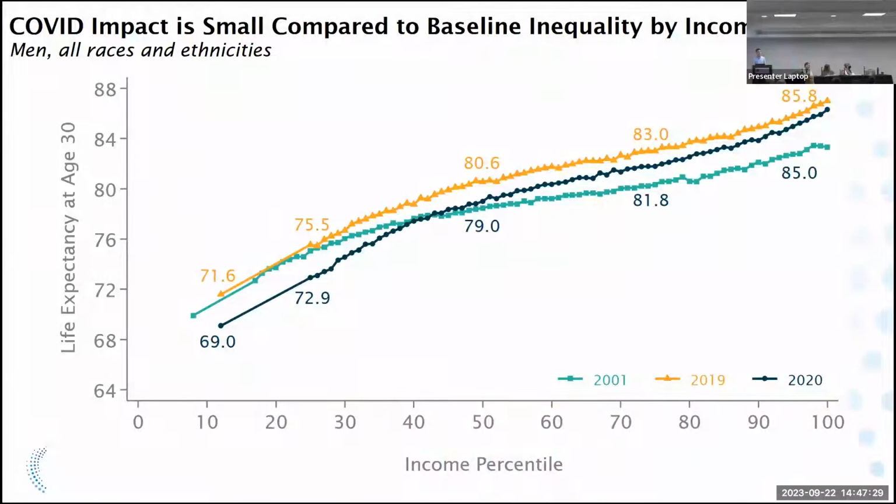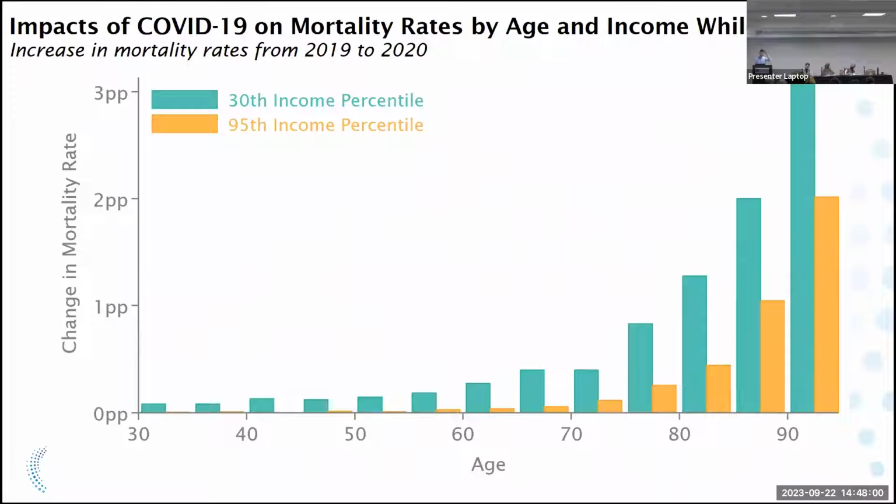Whereas for lower income Americans, their life expectancy in 2020 looked like nothing they had experienced in the last decade or two in the United States. So I find that temporal comparison really meaningful in telling me that the impact of COVID was actually quite small compared to these baseline inequalities that we had across the United States. And moreover, the trend was that COVID had a so much larger effect on the more vulnerable populations in the United States.